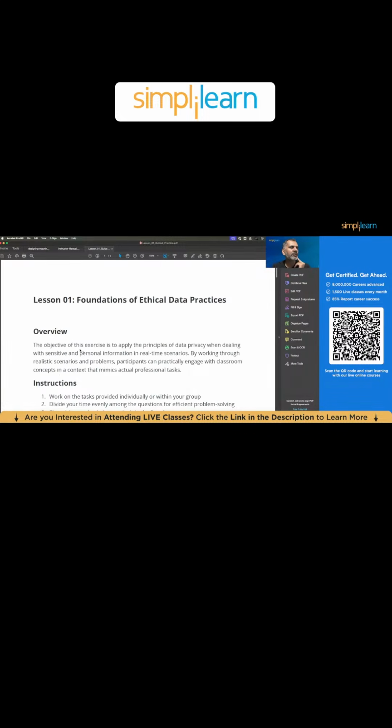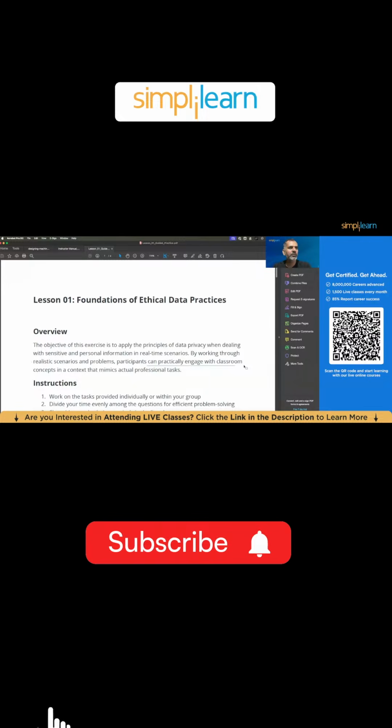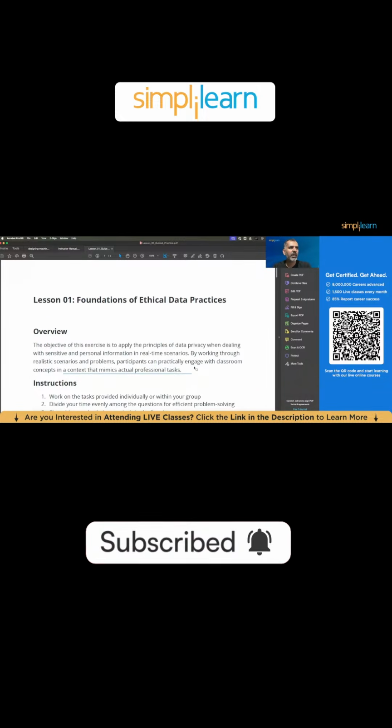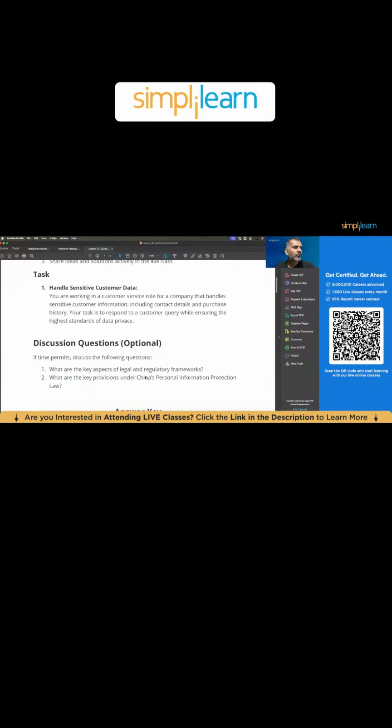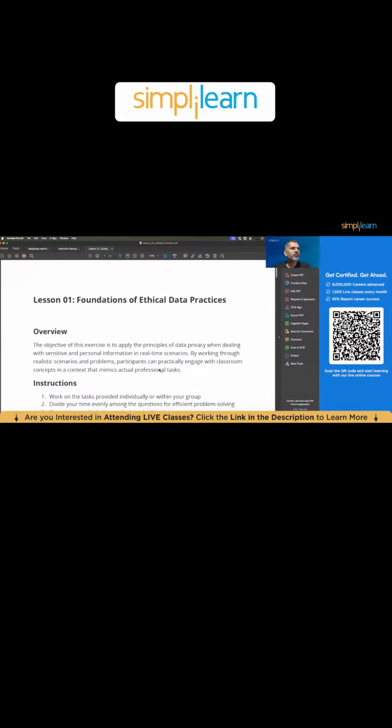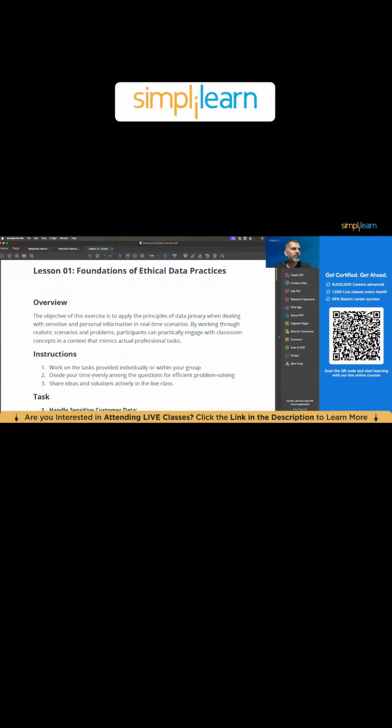And the objective of this exercise is to apply the principles of data privacy when handling and dealing with sensitive and personal information in real-time scenarios. While working through this case study with a realistic scenario and problem, participants can practically engage with classroom concepts and context that mimic an actual professional task. So we have a few questions, and you need to think about how you are going to implement these policies in your organization.